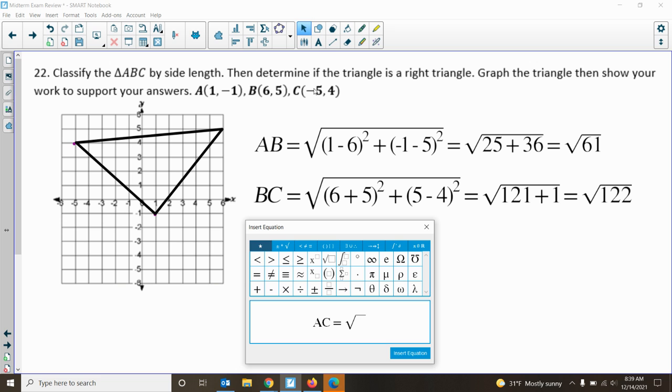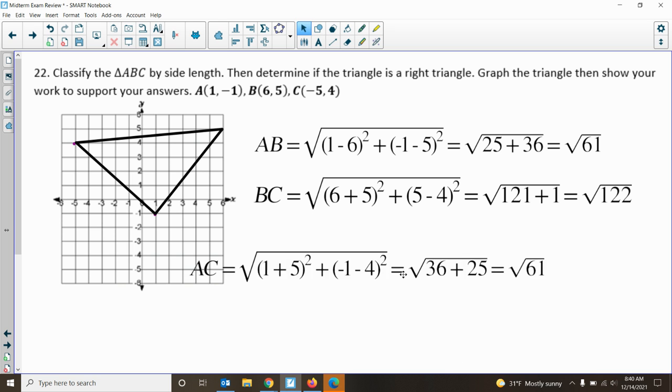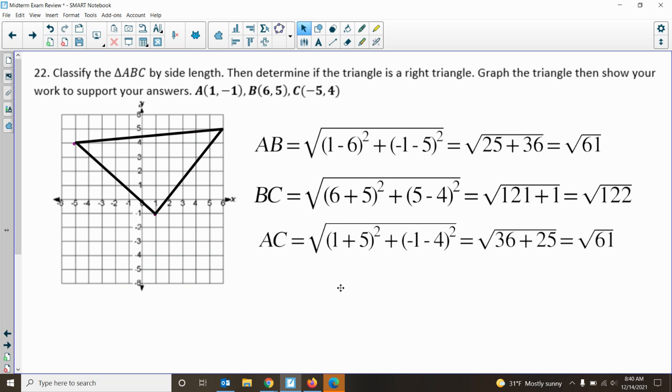1 minus negative 5, which is going to be 1 plus 5, squared, plus negative 1 minus 4 squared. And let's see what we get. 1 plus 5 is 6, squared is 36. And negative 1 minus 4 is negative 5, squared is 25. And notice we get the exact same thing as before, radical 61. Okay, so it looks like AB and AC are in fact congruent to each other.